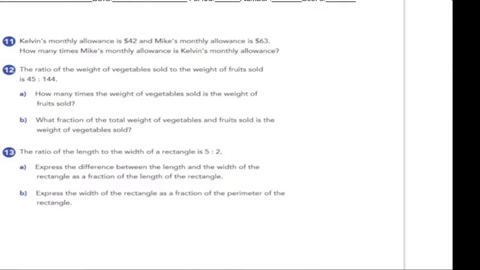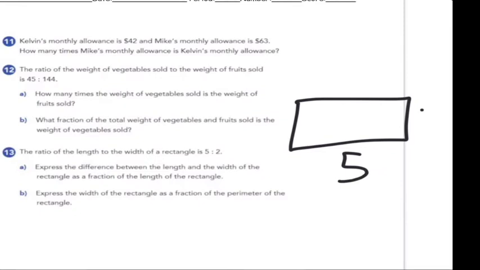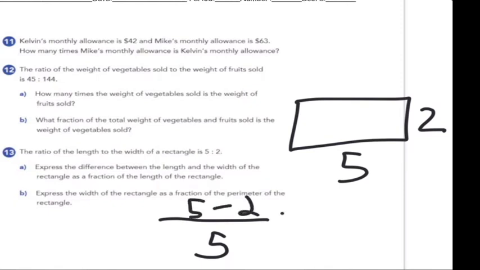13 says this: the ratio of the length to the width of a rectangle is 5 to 2. The length to the width, sorry. If I draw this, the length is 5, the width is 2. Express the difference between the length and the width of the rectangle as a fraction of the length of the rectangle. The length of the rectangle is 5. The difference between the length and the width is 5 minus 2, which is 3. And then the length is 5. So it's 3 to 5.